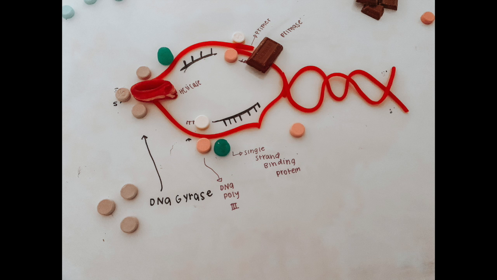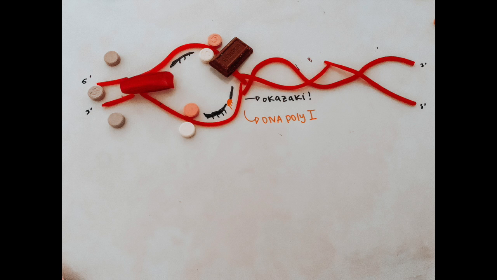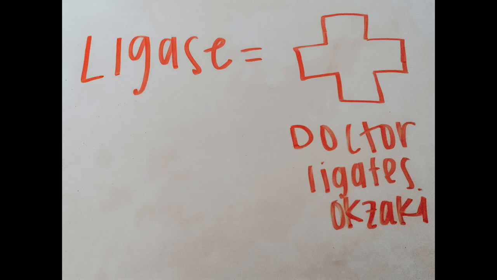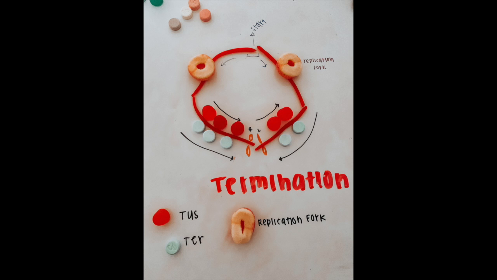As synthesis proceeds, the RNA primers are replaced by DNA. The primers are removed by the exonuclease activity of DNA polymerase I, and the gaps are filled in by deoxyribonucleotides. The nicks that remain between the newly synthesized DNA and the previously synthesized DNA are sealed by DNA ligase, which catalyzes the formation of a phosphodiester linkage between the 3'-OH end of one nucleotide and the 5'-phosphate end of the other fragment. Termination of DNA replication occurs when the two forks meet and fuse, creating two separate double-stranded DNA molecules.